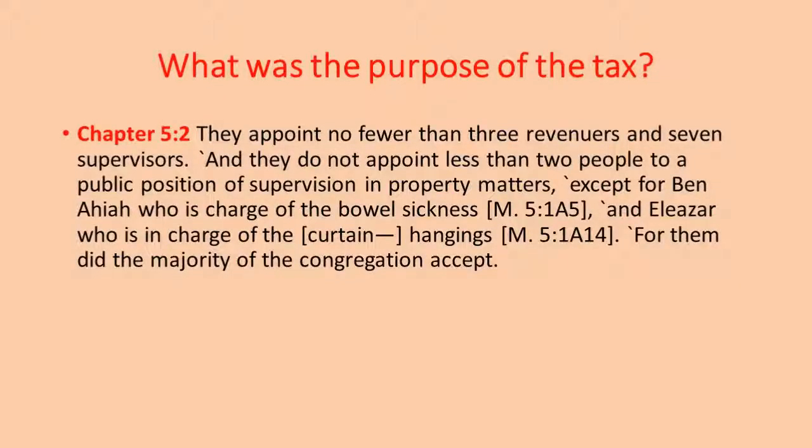Now we read in chapter 5, verse 2. They appoint no fewer than 3 treasurers and 7 supervisors, and they do not appoint less than 2 people to a public position of supervisor in proper names, except for Ben Ahiah, who's in charge of the Baal sickness, which I referred to earlier. And Eleazar, who's in charge of the curtains. And let's jump ahead here.